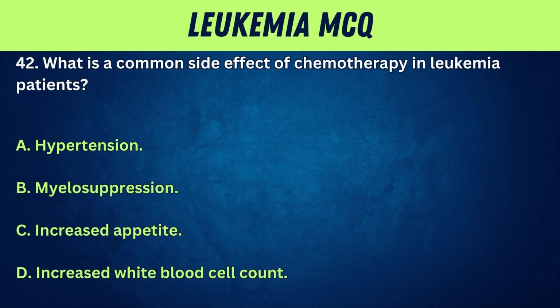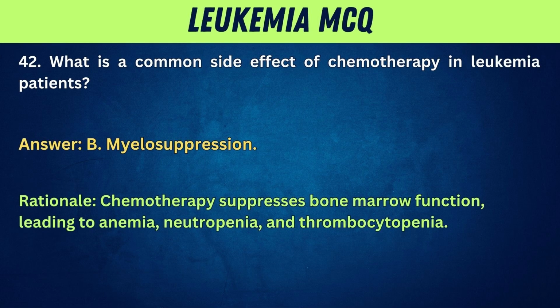42. What is a common side effect of chemotherapy in leukemia patients? A. Hypertension. B. Myelosuppression. C. Increased appetite. D. Increased white blood cell count. Answer: B. Myelosuppression. Rationale: Chemotherapy suppresses bone marrow function, leading to anemia, neutropenia, and thrombocytopenia.